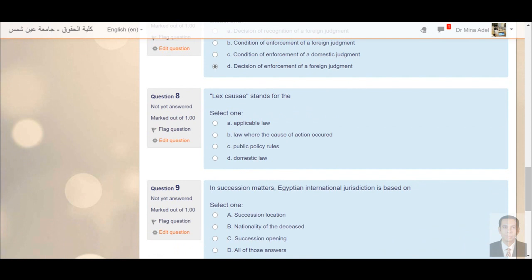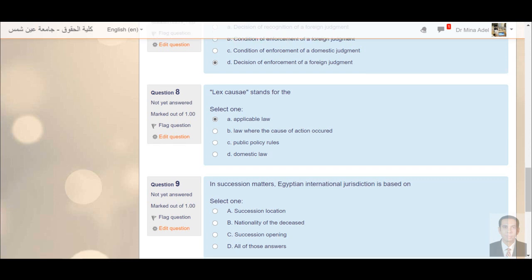Question 8: Lex causae stands for the. So here we talk about what the expression lex causae means. Is it the applicable law where the cause of action occurred, public policy rules, or domestic law? So here we talk about lex causae, it is the law which will be applicable to the case. So it is the first one, the applicable law.